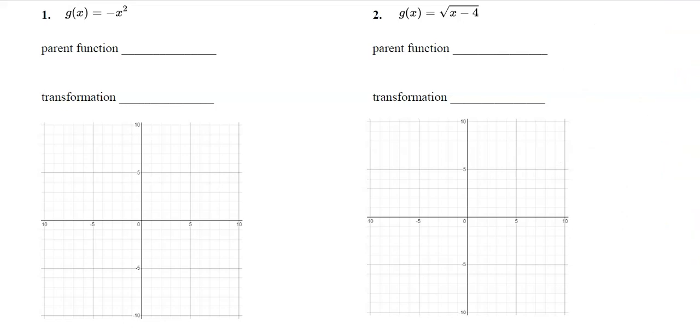So this first one, g of x equals negative x squared. Well, since it's squared, this is going to be in the quadratic family. So it is a quadratic. And I'm going to pull up my graphing calculator here.